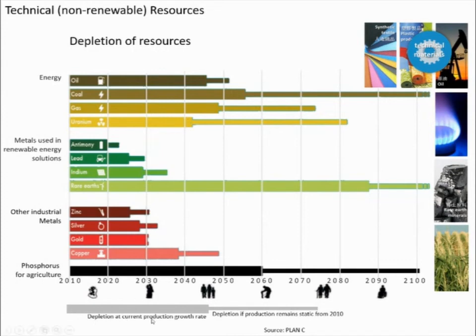That's the depletion at the current production growth rate, so at the current production growth rate, it will deplete at this time, and maybe it could continue longer if the production remains static at the amount of usage we had in 2010. But look at that. If you're planning to be alive in 2090, you're running out of those resources at current business or with the current growth rate or even stable production as it is now. Those are energy resources. Well, good thing we have renewables, have we?